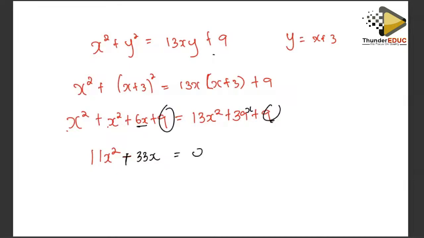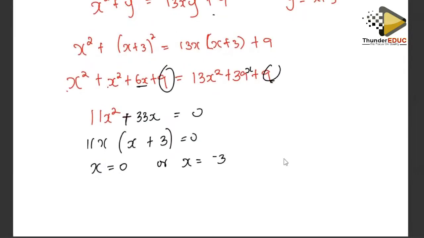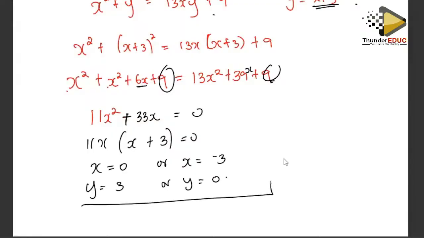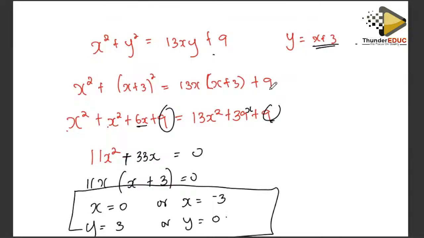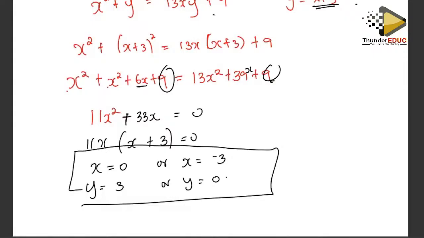Okay, we need to take out what is common, which is the 11x. And I'll have x plus 3. So focusing on the 11x, x is going to be 0, or x is going to be -3. Then I will need to get these values and substitute them into the third equation that we got, meaning that y is going to be 3, or y is going to be 0. So that is how we would have claimed those 7 marks. Remember, you have to be consistent and systematic to obtain the full marks.